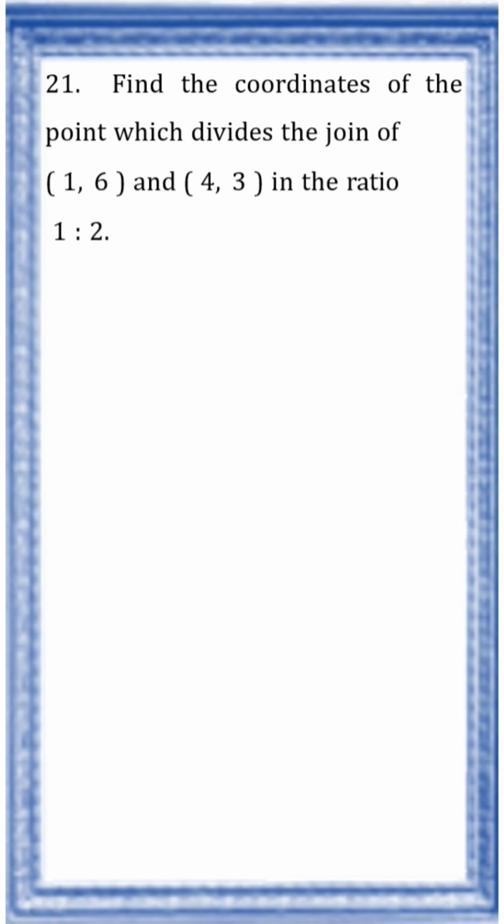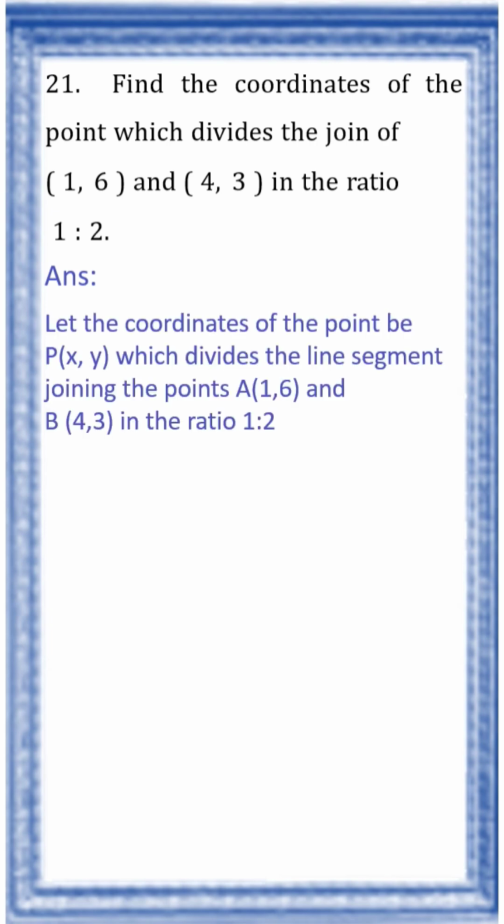Now the 21st question: find the coordinates of the point which divides the line joining the points 1, 6 and 4, 3 in the ratio 1 is to 2. This question is taken from the chapter coordinate geometry. Section formula is used here. Let the coordinates of the point P(x, y), which divides the line segment joining the points A(1, 6) and B(4, 3) in the ratio 1 is to 2.